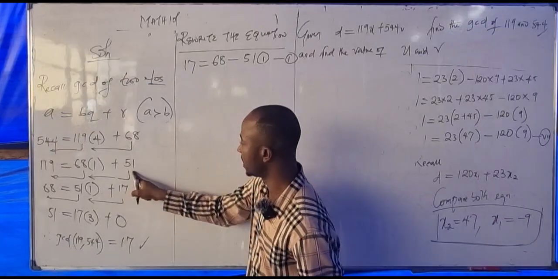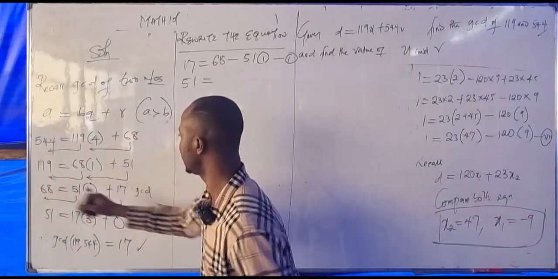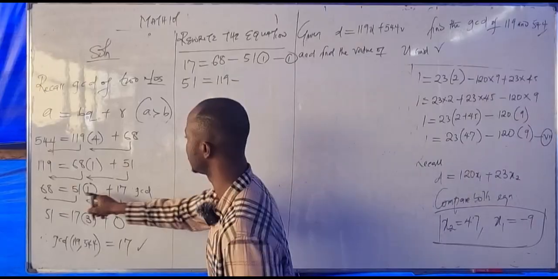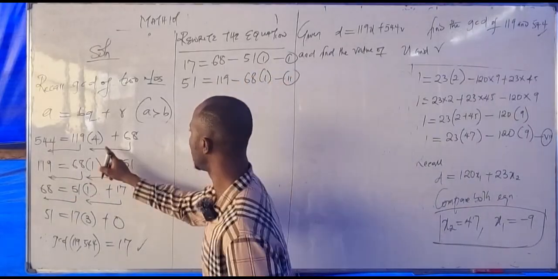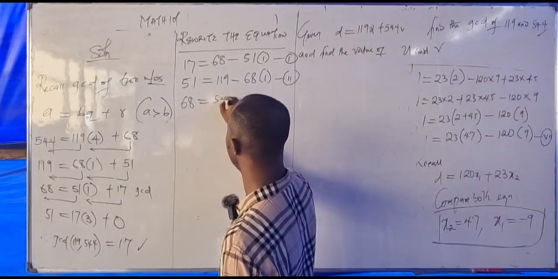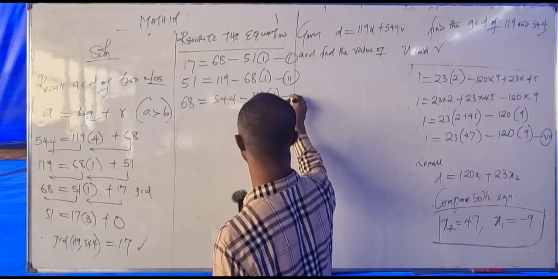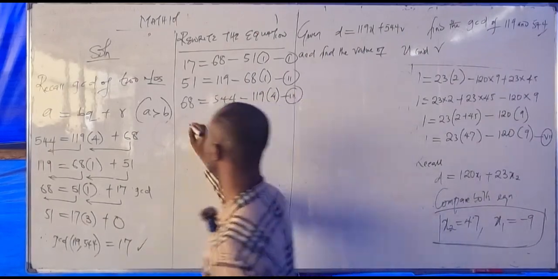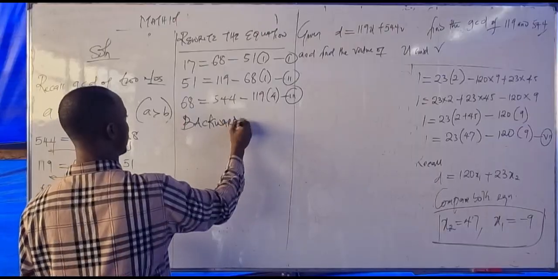So for this, what will it become? 51 equals 119 minus 68 times 1. Equation 2. What about this? 68 equals 544 minus 119 times 4. Equation 3. So what do you do? Can you tell me the next step? Yes, we have to do backward substitution.